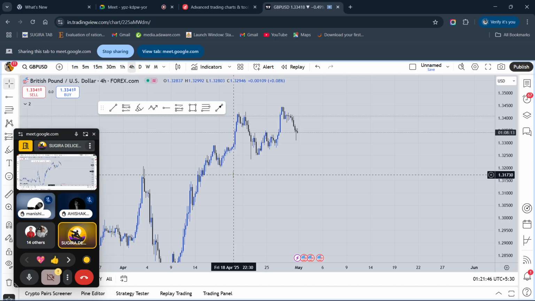Then the 1 hour time frame to find out your setups. 1 hour and 30 minutes for your setups, and the 4 hour time frame to mark out the targets.